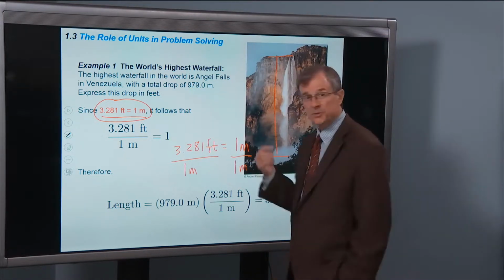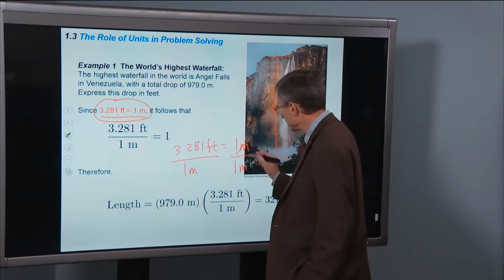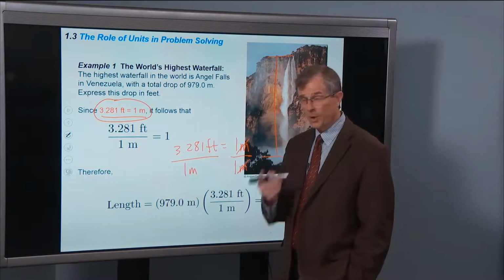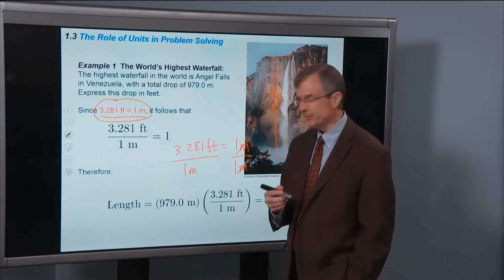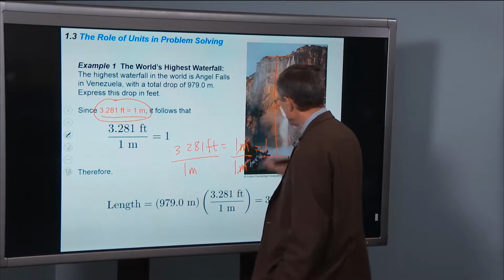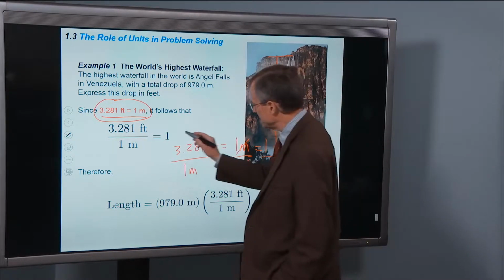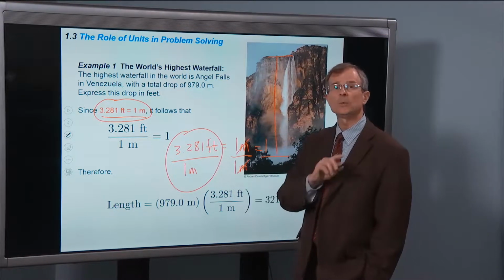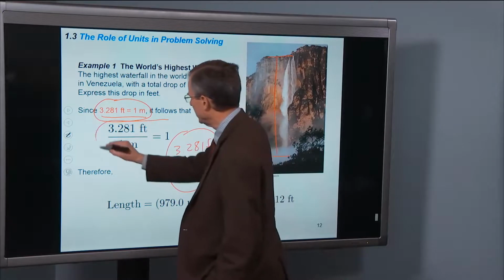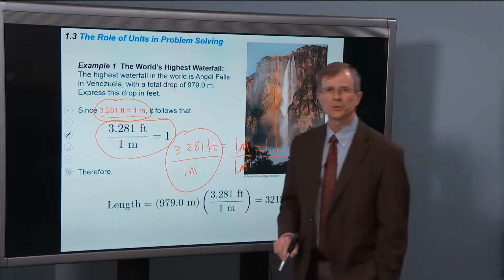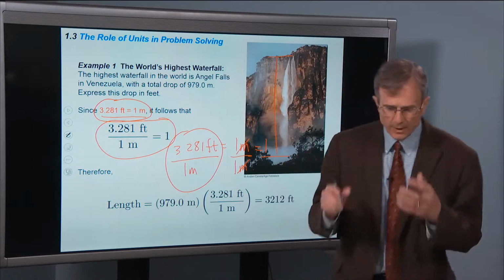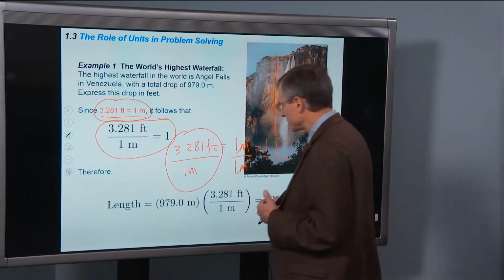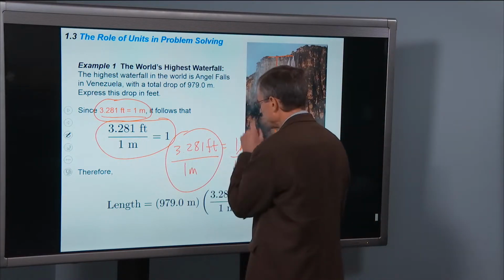Well, 1 over 1 is just 1. Meters divided by meters is just 1. Anything divided by itself is just 1, so the right-hand side just equals 1. So what this says is 3.281 feet over 1 meter equals 1. And that's what we've said right here. That's what we call a conversion factor.